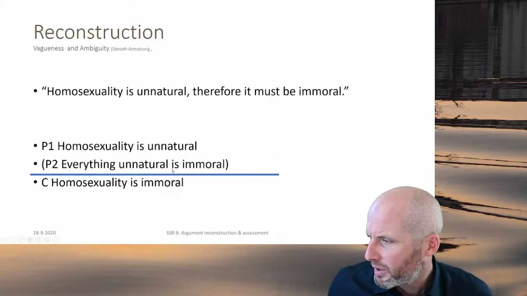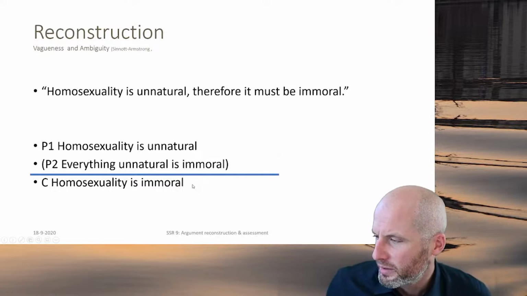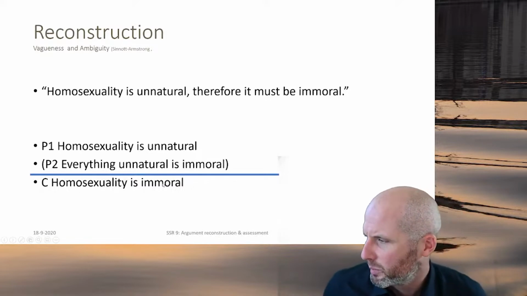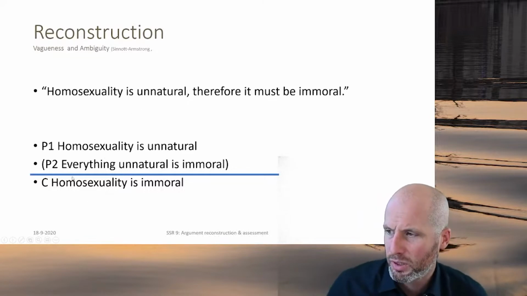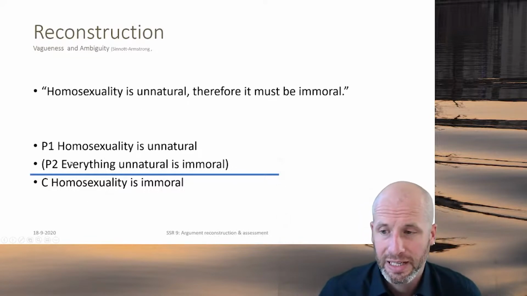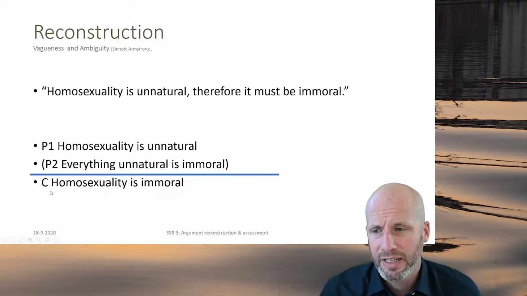Homosexuality is unnatural, everything unnatural is immoral, so homosexuality is immoral, right? So the connection between morality and homosexuality is created by the second premise, which was implied by the original argument. So I made it explicit, and I made it explicit because then I can try it out.